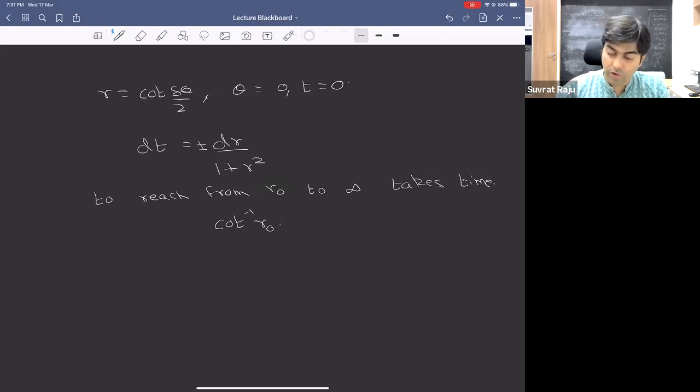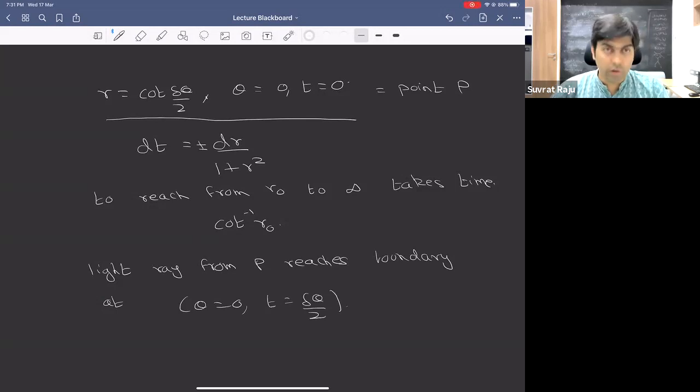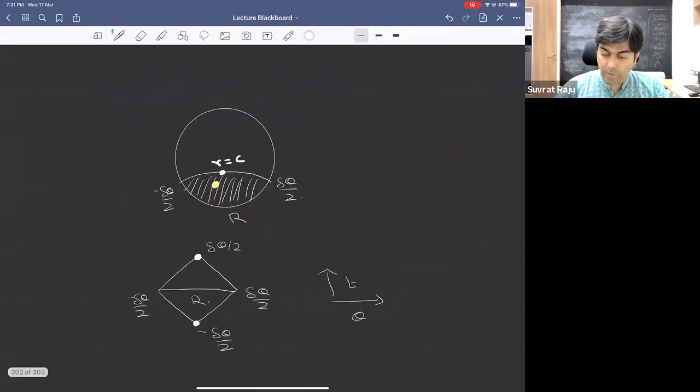And therefore, if you think of a light ray that starts from this point, let's call this point P, a light ray from point P reaches the boundary precisely at the tip of the causal diamond. Exactly at theta equal to 0 and at t equal to delta theta by 2. Okay? And that just comes from the fact that you have to take cot inverse of R. R itself happens to be cot of delta theta by 2. You take cot inverse of that, you get delta theta by 2. And therefore, if you start at t equal to 0, you reach the boundary exactly at t equals delta theta by 2, which proves the claim that I made previously, which is if you start here, you will reach the boundary on the tip of this diamond.